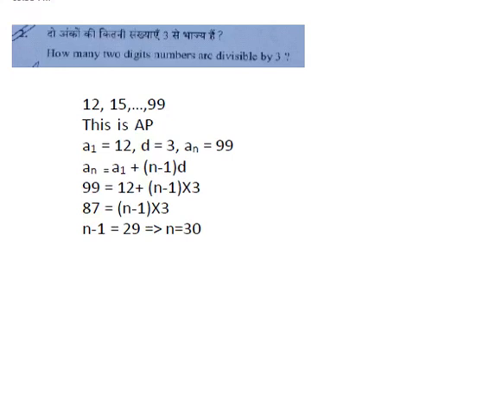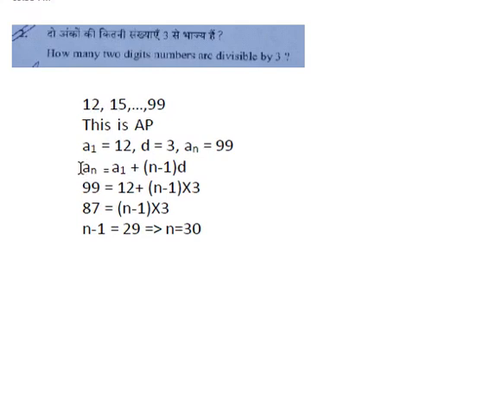Moving on to the second question, here we have how many two-digit numbers are divisible by 3. The first two-digit number divisible by 3 is 12, and the last two-digit number divisible by 3 is 99. After that it turns to 3 digits. So it becomes an AP with 12, 15, 18, 21 up to 99, where the first term is 12, the difference between each term is 3, and the last term is 99. We have to find the n.